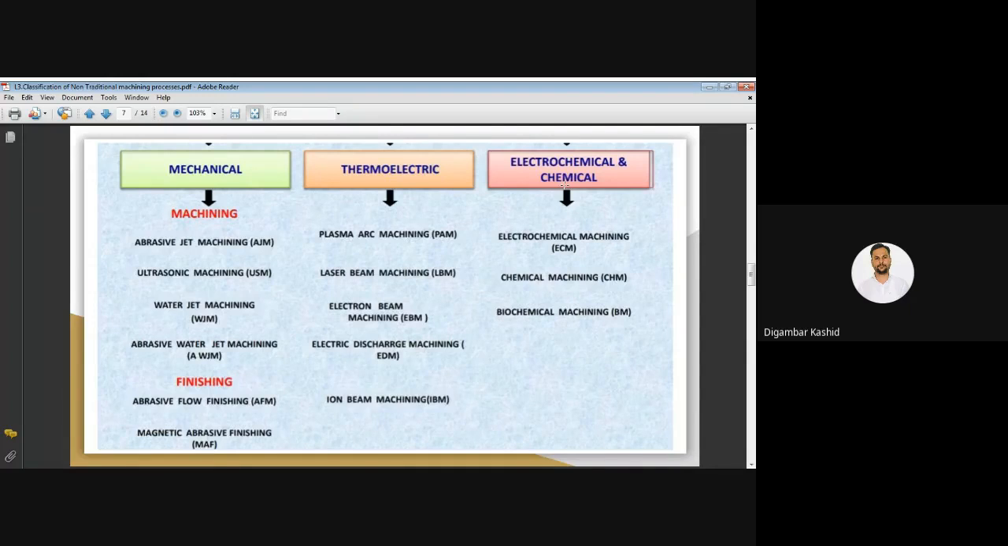But here one condition is there for ECM, that your work metal should be electrically conductive. Again, in this ECM process there is no tool wear, then no residual traces, and the thermal damage that is normally caused to the workpiece material will not be an issue in ECM. There is also no burr on the machined edge.